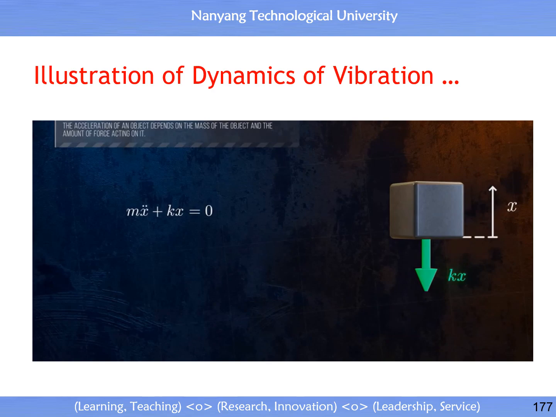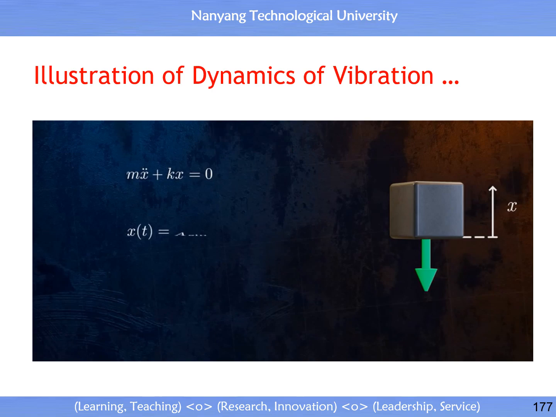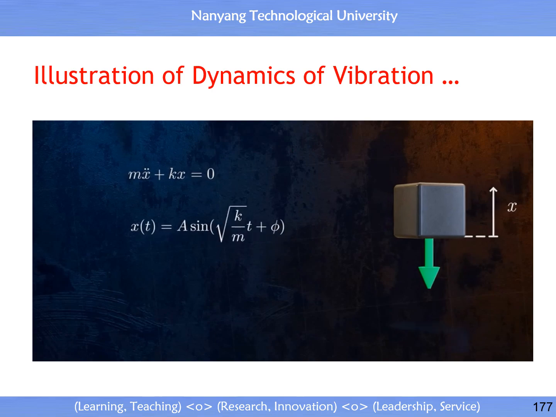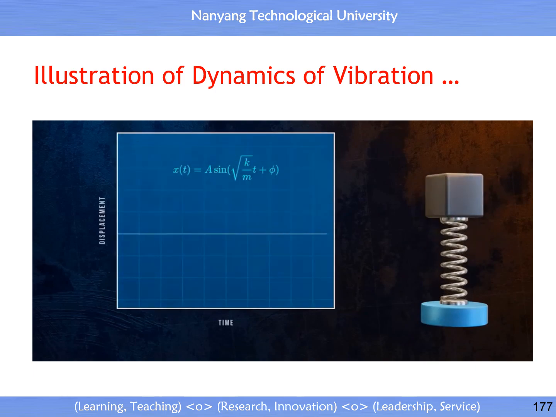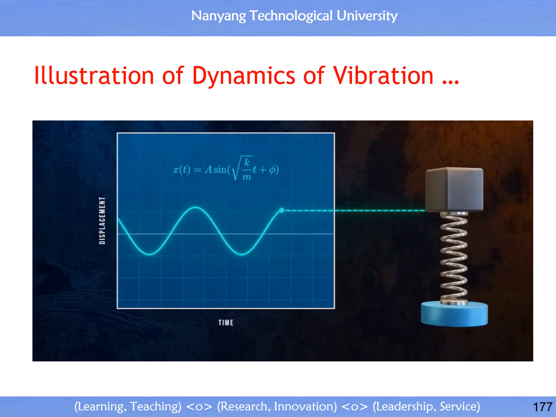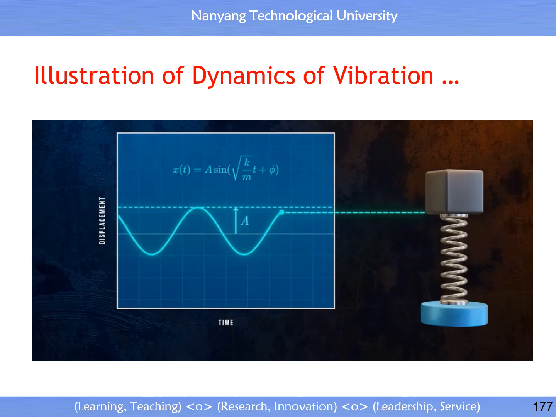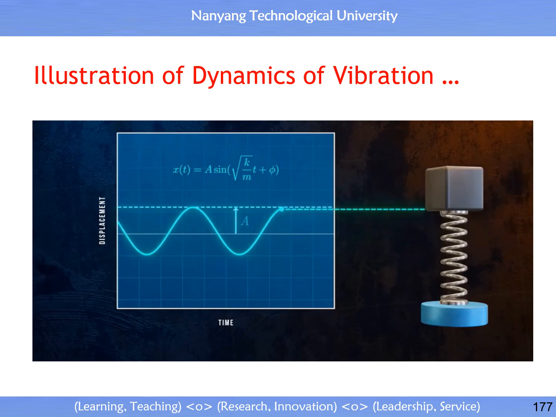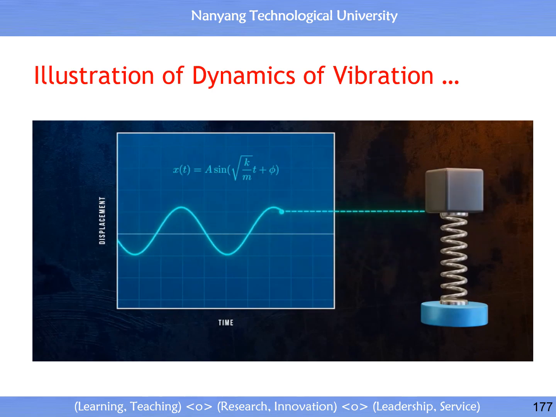This is an ordinary differential equation, and the solution is a sinusoidal function. t is time, phi is the phase angle, and A is the amplitude of vibration. We can determine A and phi by considering the initial position and velocity of the mass.